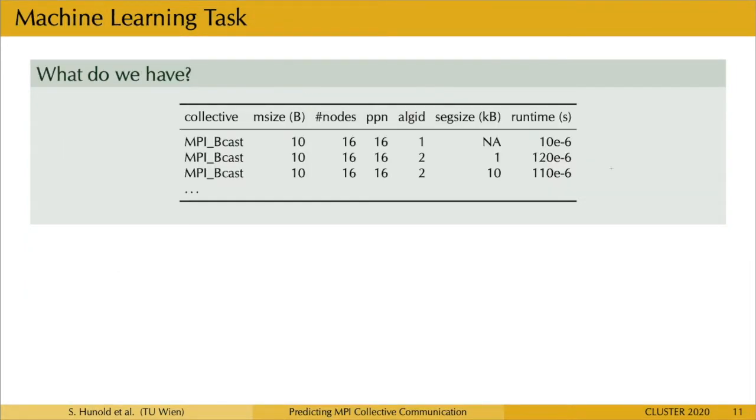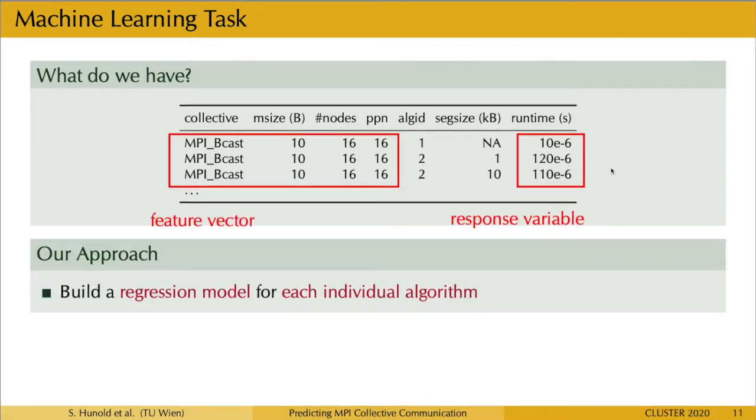So now we would like to do a prediction. What are we going to do? The feature vector is fairly simple here. And our response variable, that's what we want to predict. We want to do a regression. So we would like to predict the runtime of a specific algorithm for broadcast, for example.